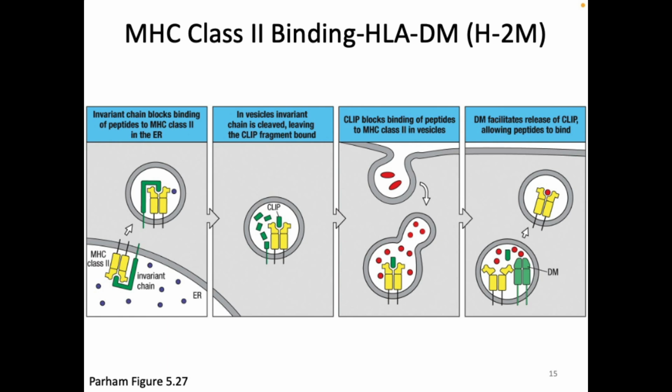The only situation that I know of where CLIP ends up at the surface is in mice or humans that don't have DM. Then they end up just presenting CLIP. Really, those are mice that are really messed up because their whole CD4 T cell process is messed up because they can't present on class 2 because they only present CLIP.